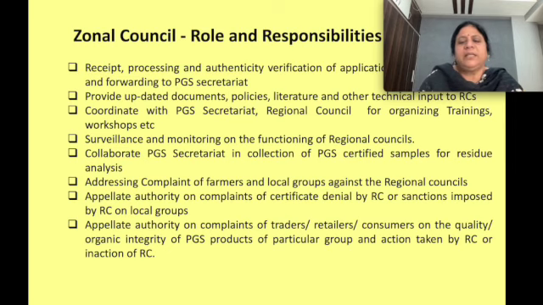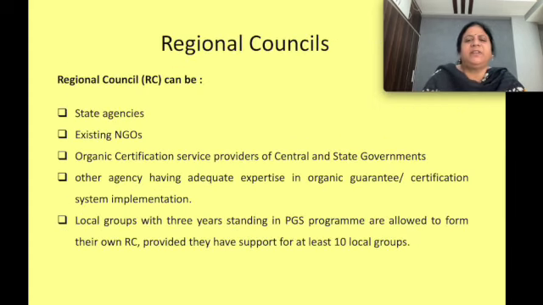So this is the appellate authority. If farmers are having any problem with the regional councils, they can appeal to the zonal council in any matter. The zonal council is also the appellate authority on complaints of traders, retailers, consumers, and the quality and organic integrity of PGS products of a particular group, and on action taken by the RC or inaction of the RC. Whatever the RC is doing with the local groups, or even the traders, retailers, consumers, if anyone complains on integrity, the zonal council is responsible for that.